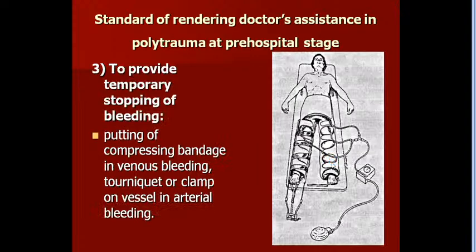Standard of rendering doctor's assistance in polytrauma at the pre-hospital stage: to provide temporary stop of bleeding. French surgeons said you lose more when you make hemotransfusions first. First, arrest the bleeding. Put an arterial tourniquet or a tense bandage for arterial bleeding. Put a compressive bandage for venous bleeding, and clamps on vessels in arterial bleeding.